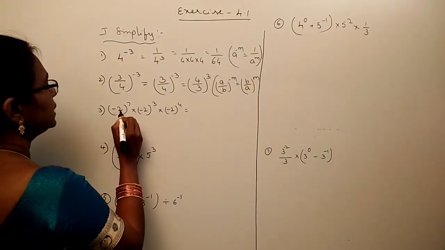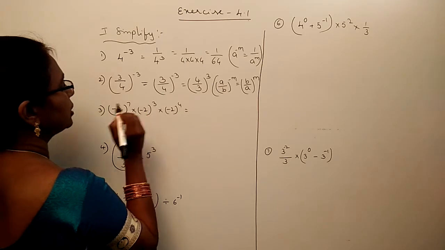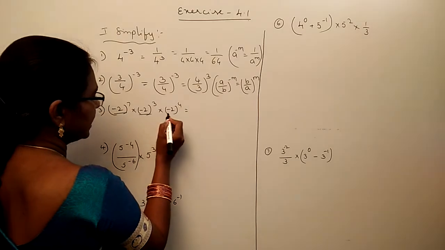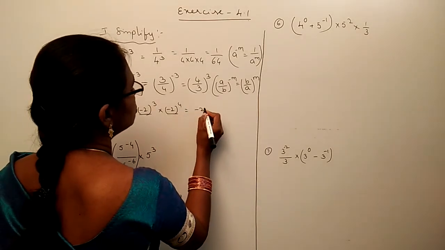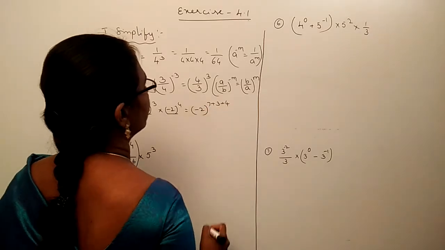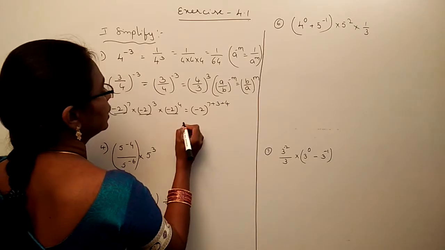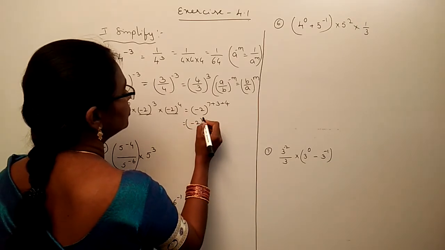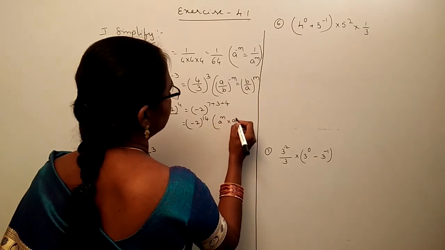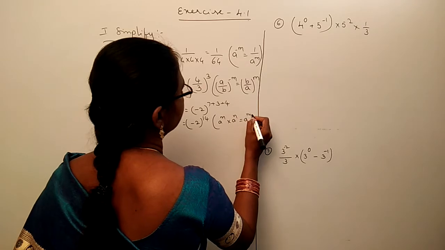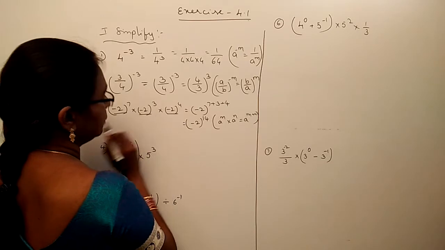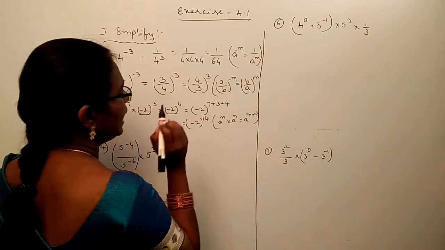Next, minus 2 to the power of 7 into minus 2 to the power of 3 into minus 2 to the power of 4. Here all bases are equal. Then minus 2 whole to the power of 7 plus 3 plus 4 is equal to minus 2 to the power of 14, because a to the power of m into a to the power of n is equal to a to the power of m plus n. Here bases are equal, the middle multiplication symbol is there, then the powers should be added.